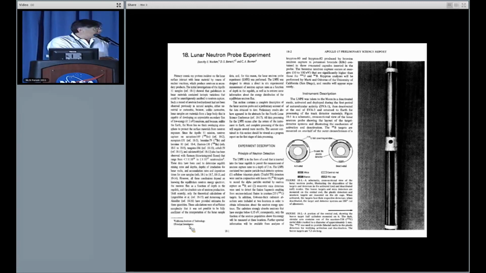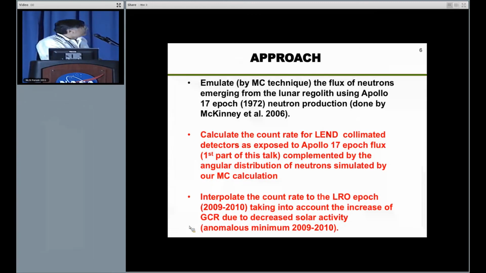which allowed McKinney, by using Monte Carlo processes, to calculate the flux of neutrons at various energies produced by the Apollo 17 era cosmic ray fluxes. What we did, in red, was to complement this with our own team's Monte Carlo calculations of the angular emission coming off the lunar regolith, the calculation of the field of view of the collimated detectors, and the physics of the detection in the helium-3 detectors.